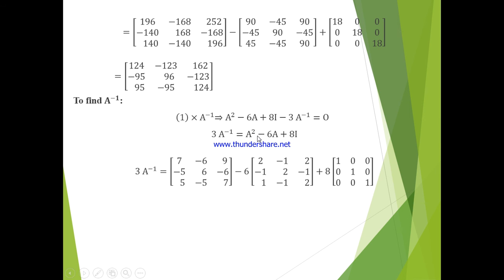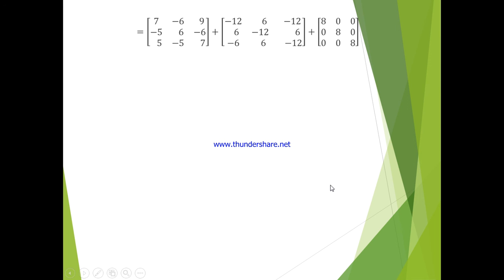So 3 into A inverse equal to, write here the A square value minus 6 into A matrix plus 8 into I matrix. Multiply each and every term by 6. Here multiply by 8. So we get this one. We have to add each and every term. 7 minus 12 plus 8, the answer is 3. Like that way we have to add every element. So we get 3A inverse equal to this one.